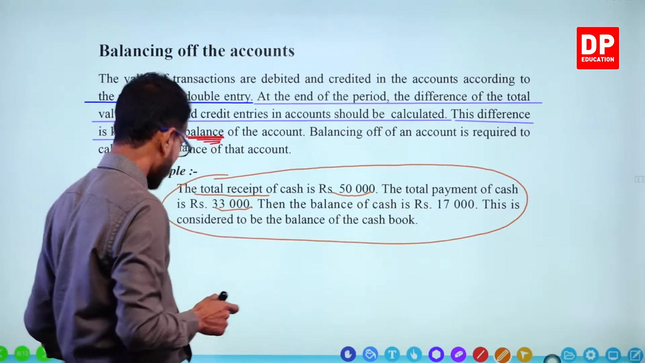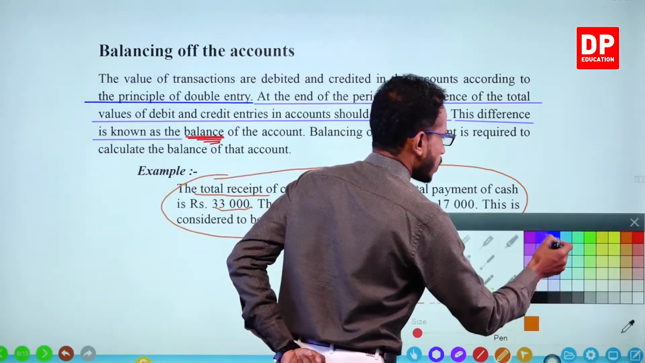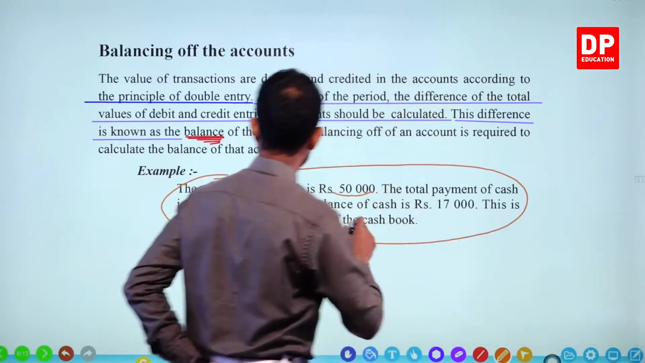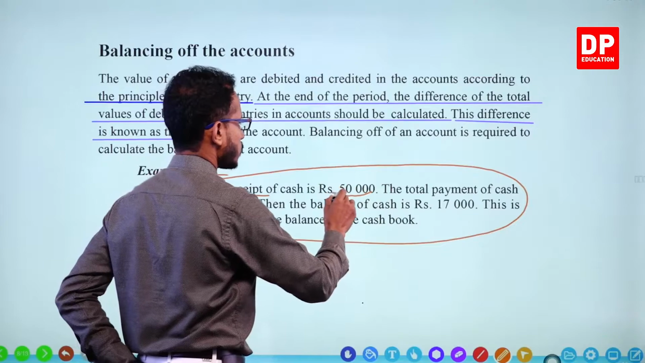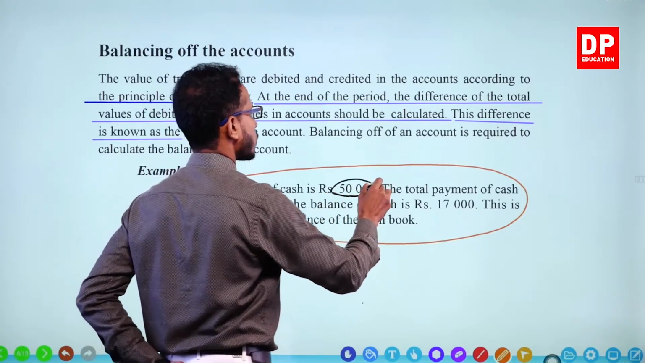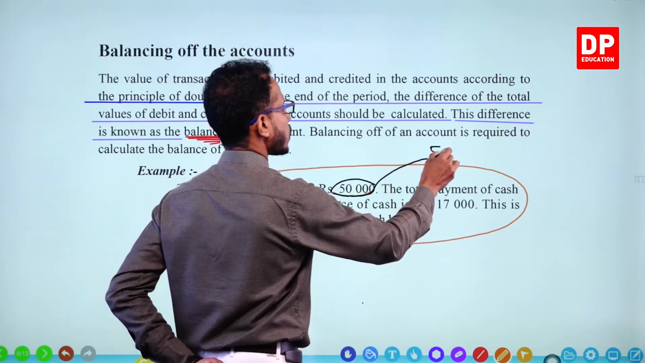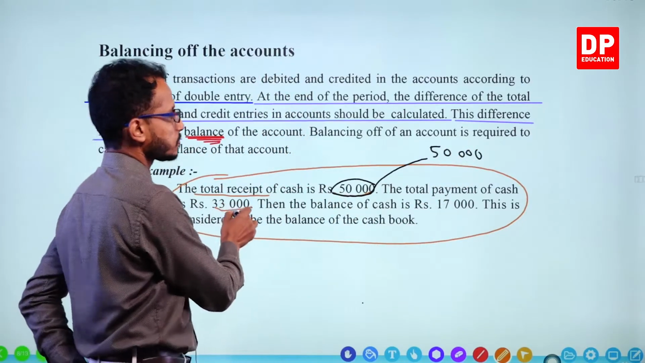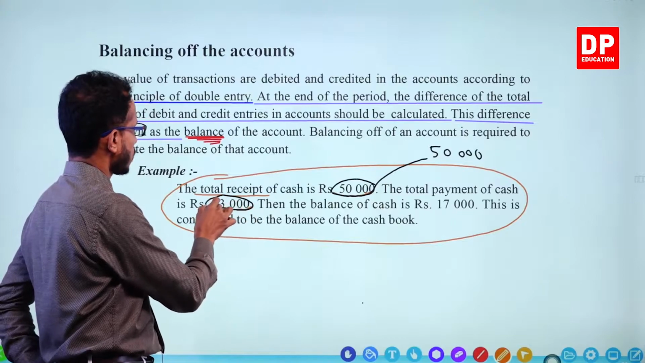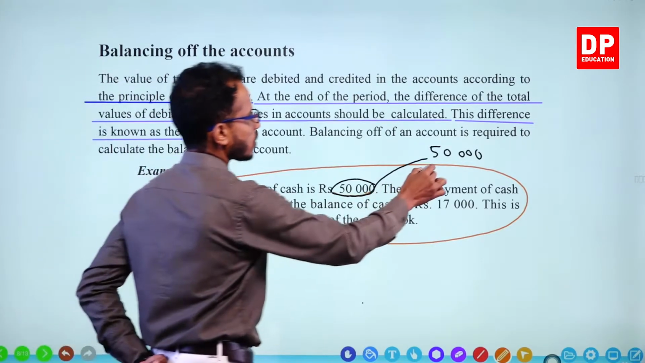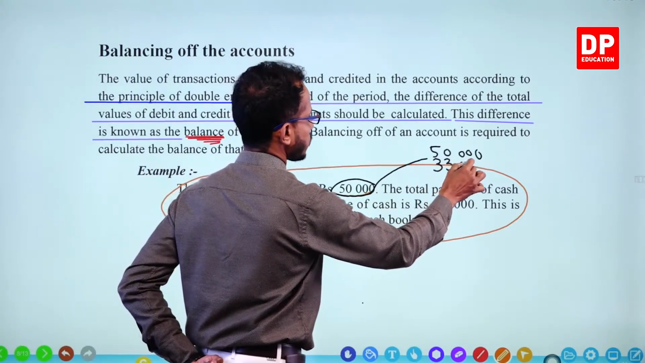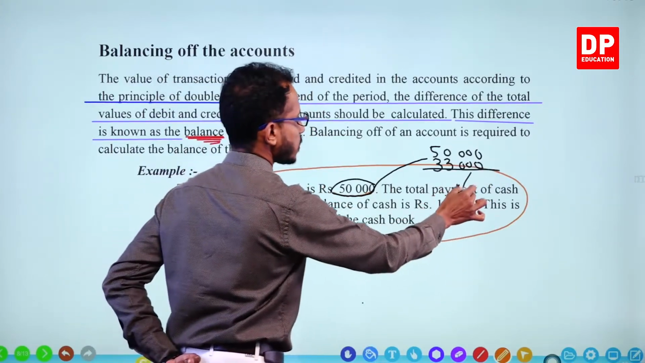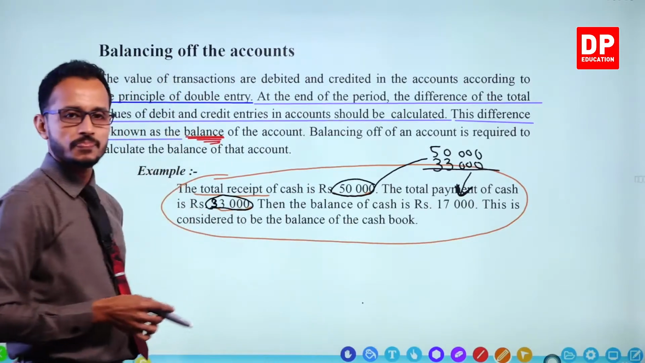How did you get that 17,000? You took the 50,000, right? Take the 50,000, and take the 33,000, and minus 33 from 50. Answer is 17. That's what we did.